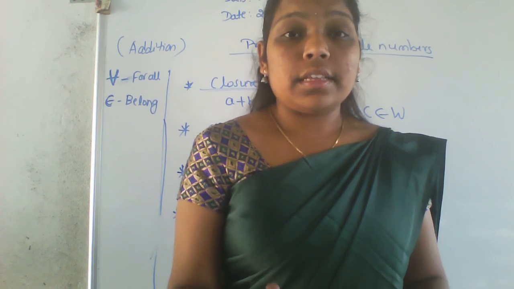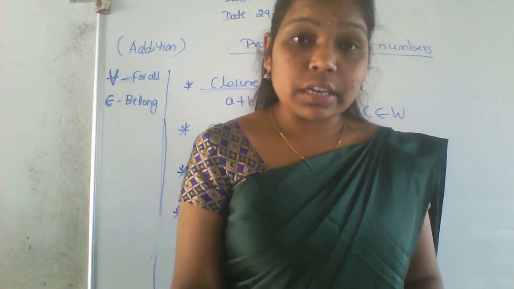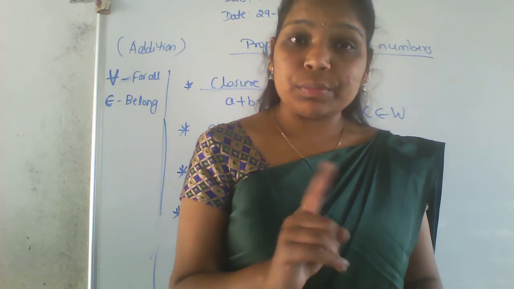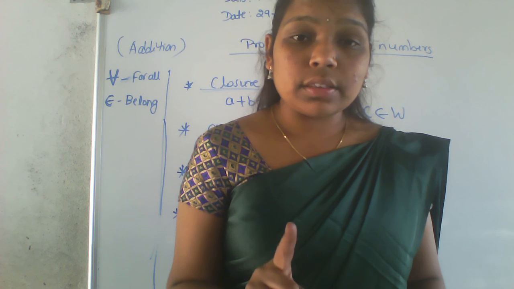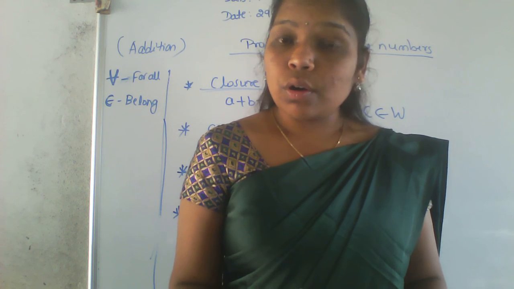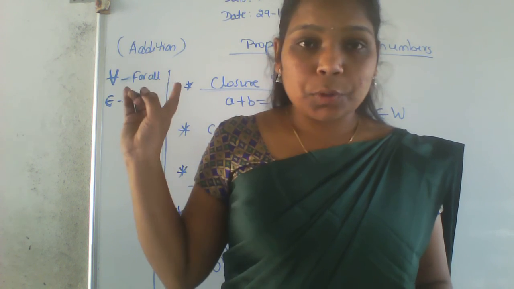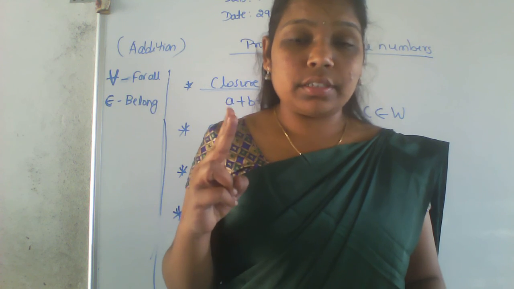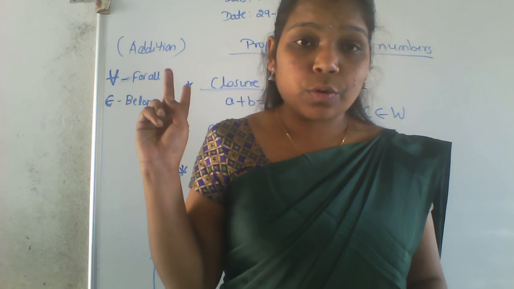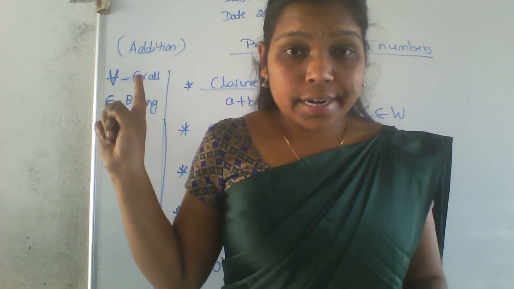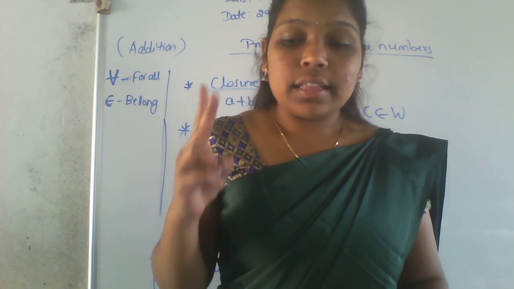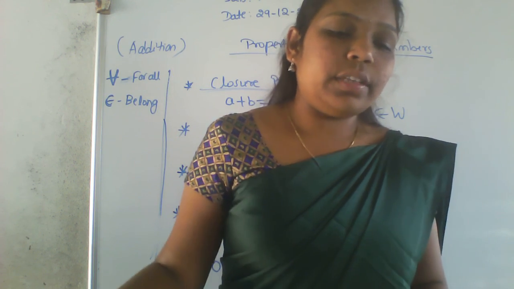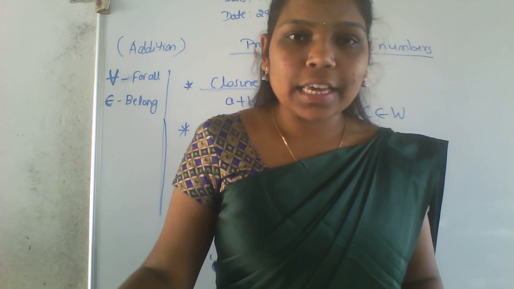Homework is to solve exercise number 3.1 once again. Start from the first one. Once again solve 3.1 in your homework. And write these properties two times: the properties of whole numbers under addition, two times. That is the homework for you. We'll continue in the next class. Thank you everyone.